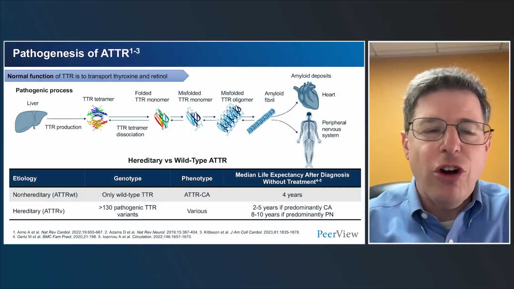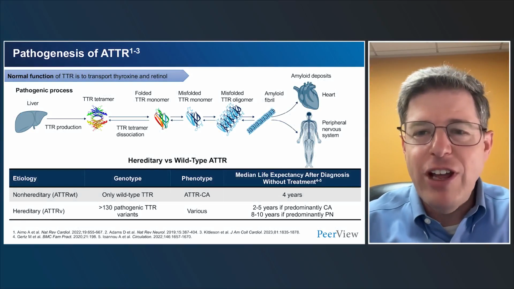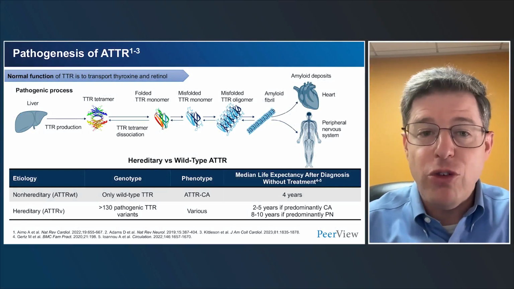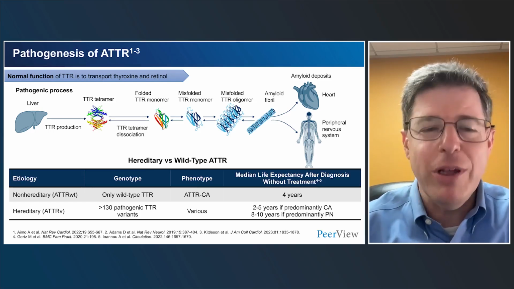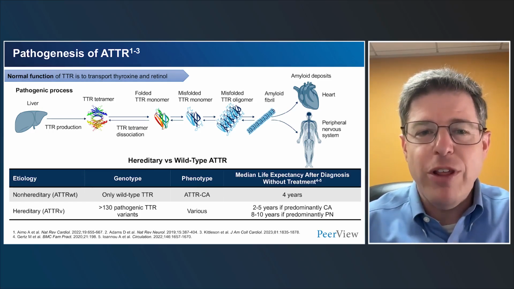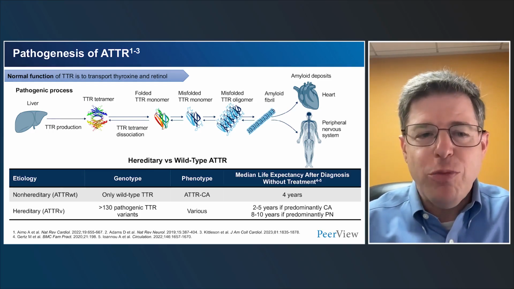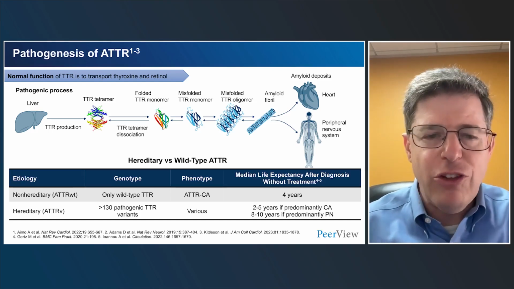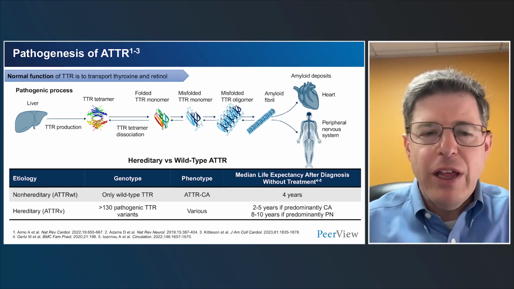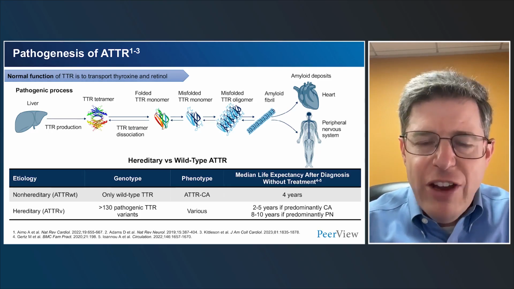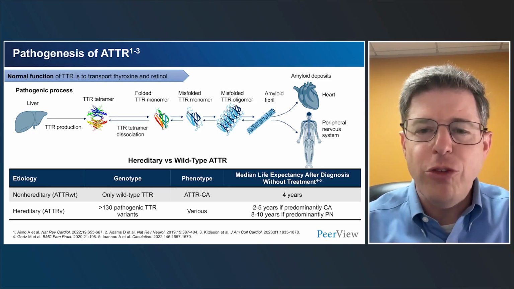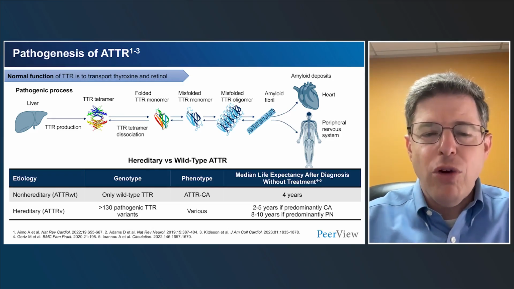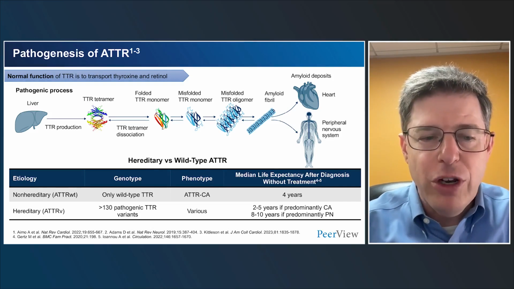So, I'd like to start by talking a little bit about the pathogenesis of ATTR amyloidosis. So, the normal function of TTR, transthyretin, also known as prealbumin, it's all the same thing, is to transport thyroxine and retinol. And it's produced almost exclusively in the liver. And as you can see, it circulates primarily as a tetramer. But over time, you will see some dissociation of the tetramer into monomers, which ultimately misfold and can deposit as amyloid deposits.